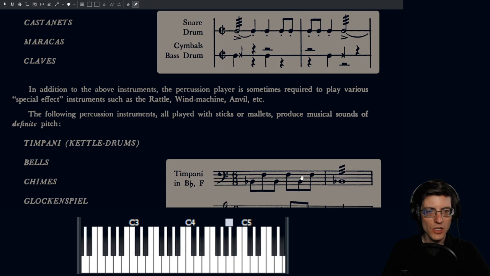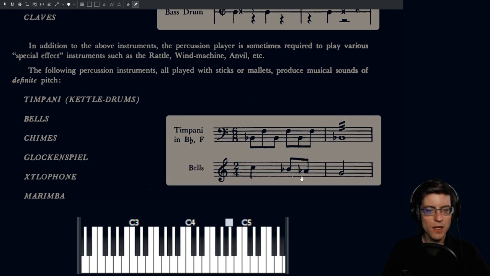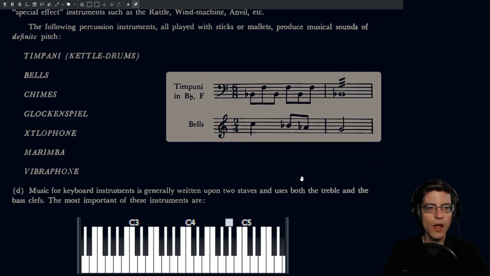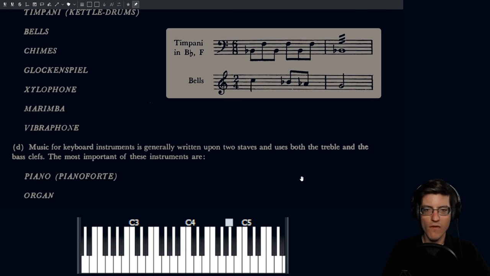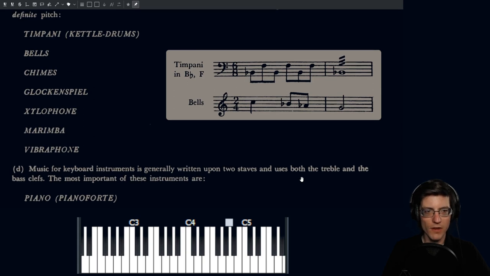The following percussion instruments are played with sticks or mallets. They produce musical sounds of definite pitch. This includes timpani, kettle drums, bells, chimes, glockenspiel, xylophone, marimba, and vibraphone. So these have a definite pitch.